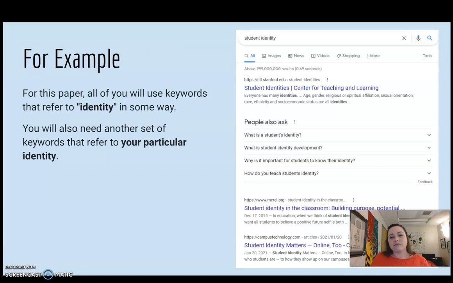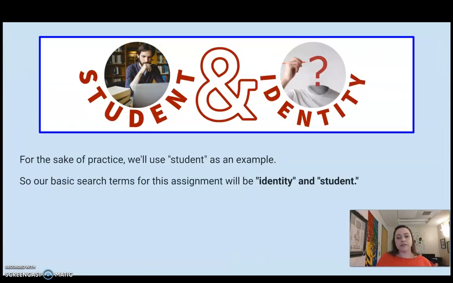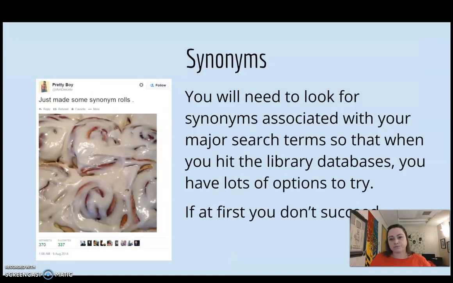Instead, we want to try to play with using terms that are really specific to this paper. So you'll need two sets of keywords, one set related to identity in some way, and then another set that refers to your particular identity. So for the sake of practice, I'm looking at the keyword student and identity so that we can just have something to play with. So again, we want to try to find synonyms associated with both sets of those two topics that we're focusing on.